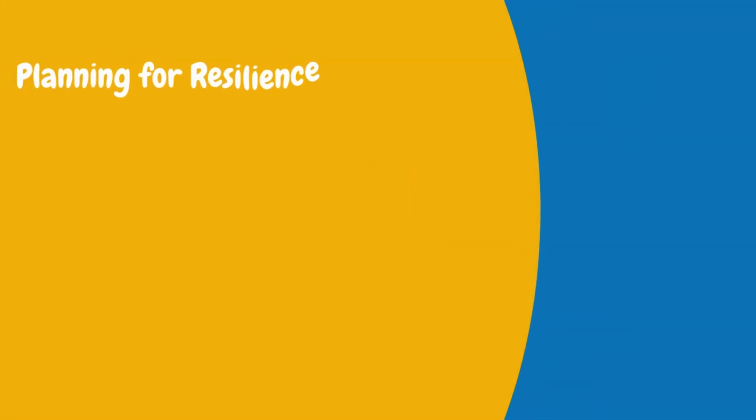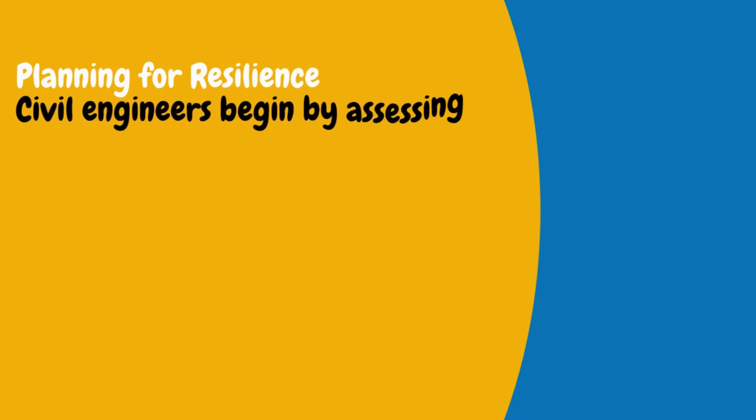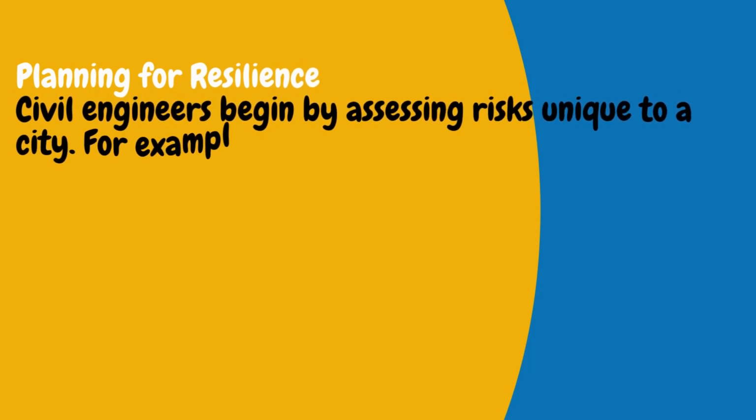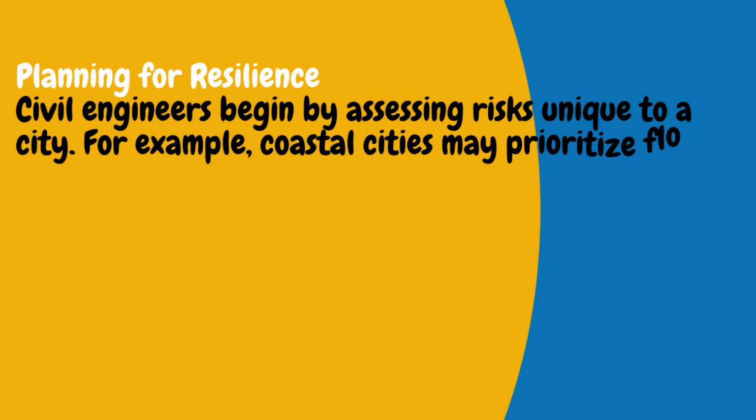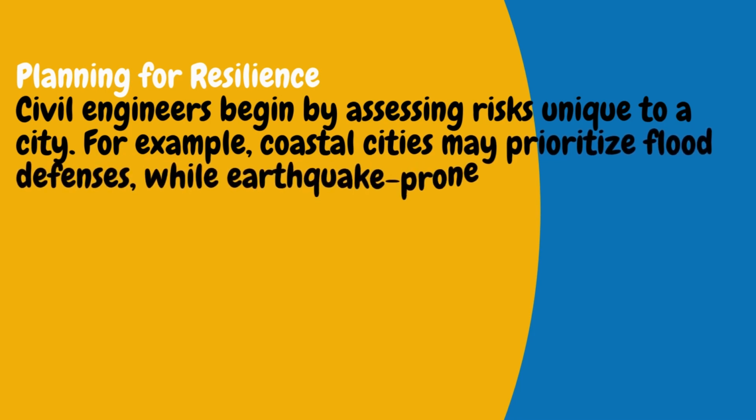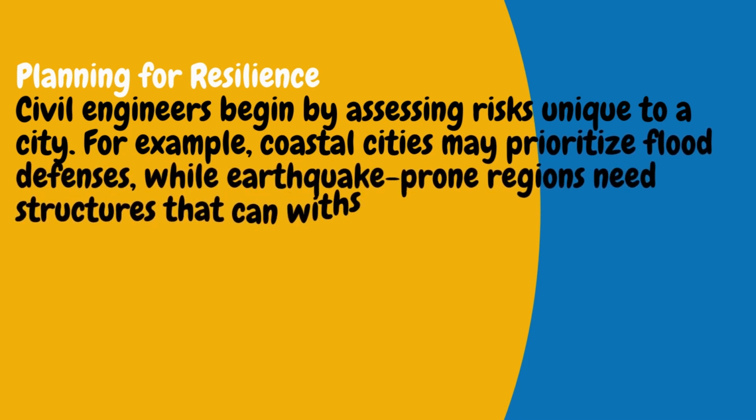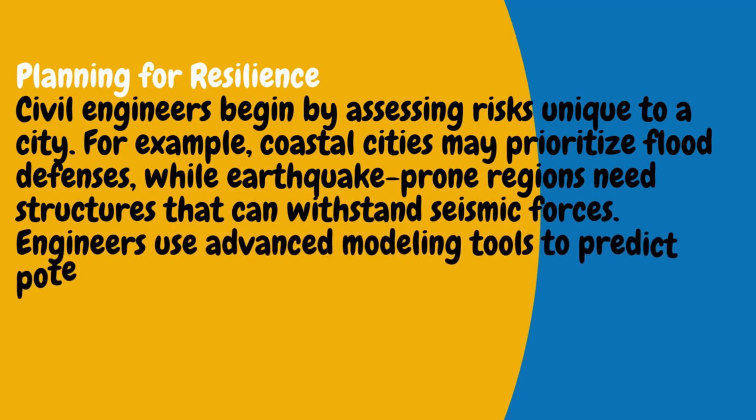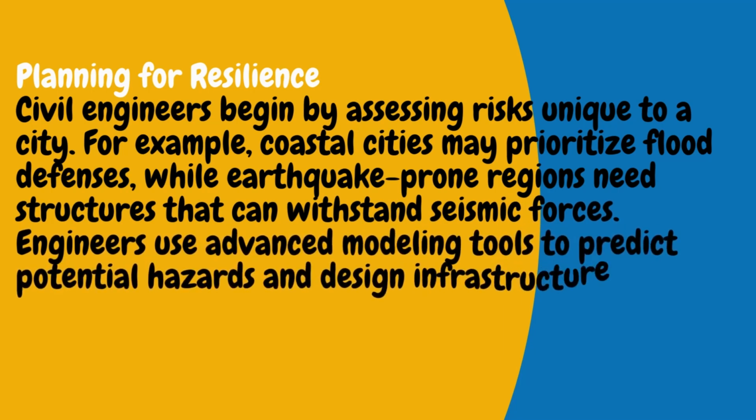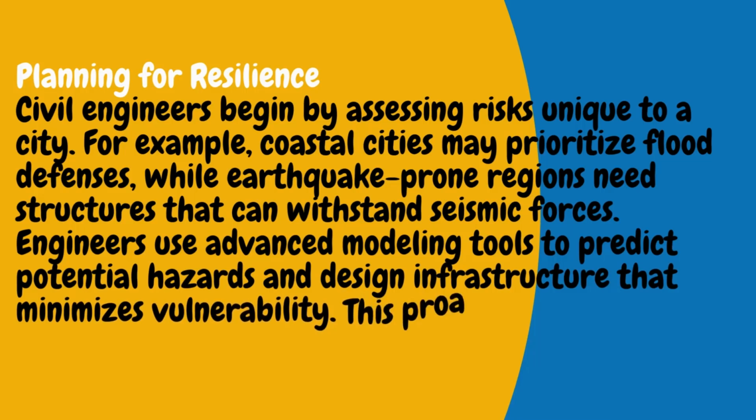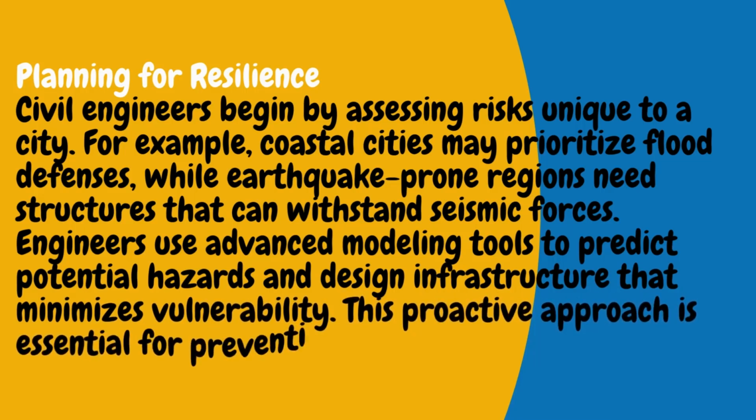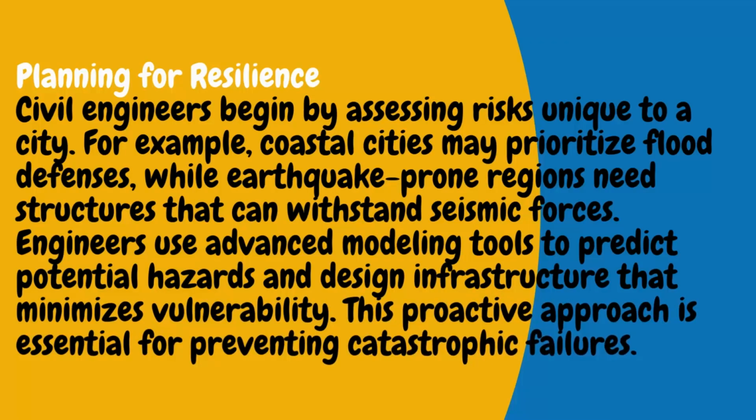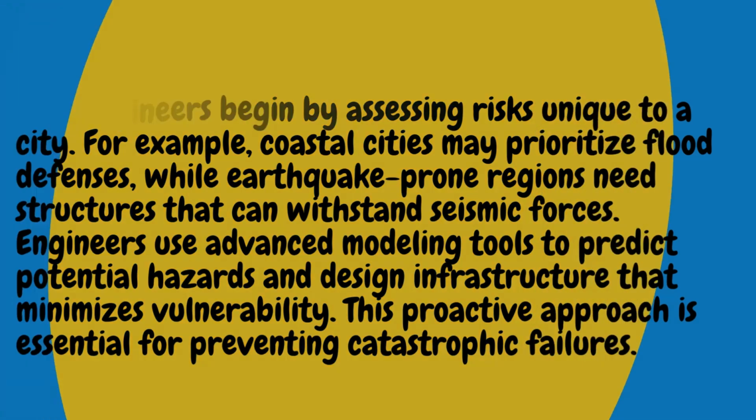Planning for resilience. Civil engineers begin by assessing risks unique to a city. For example, coastal cities may prioritize flood defenses, while earthquake-prone regions need structures that can withstand seismic forces. Engineers use advanced modeling tools to predict potential hazards and design infrastructure that minimizes vulnerability. This proactive approach is essential for preventing catastrophic failures.